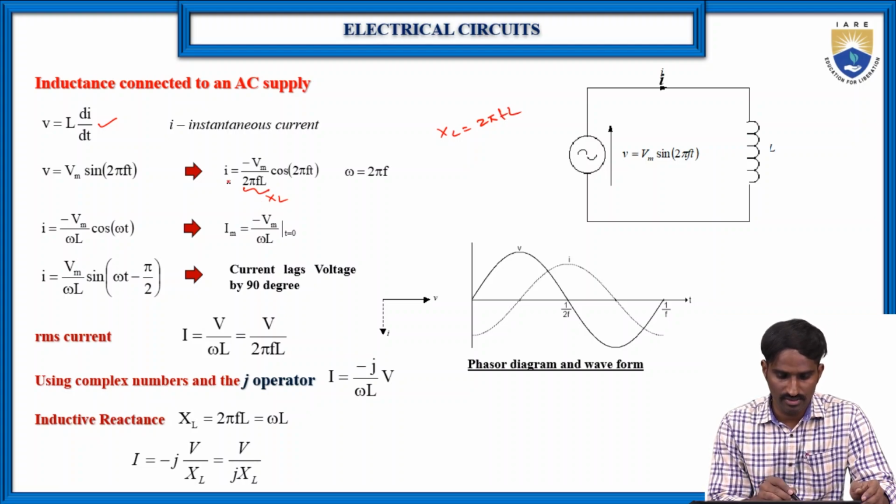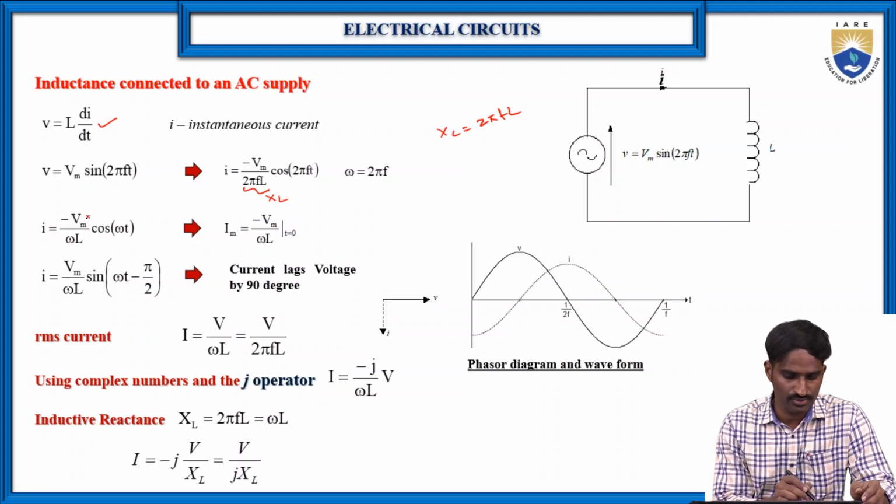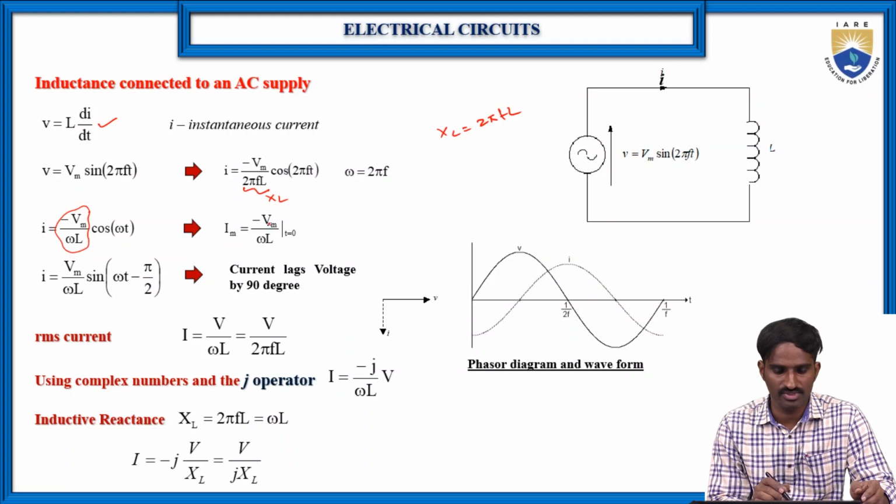XL, which is the inductive reactance, is equal to 2πfL, right? Then I is equal to minus Vm by 2πfL into cos 2πft. If you simplify this, in the place of 2πf we substitute omega. So I is equal to minus Vm by omega L into cos omega t. We can substitute this term as Im, so Im is equal to minus Vm by omega L, right?